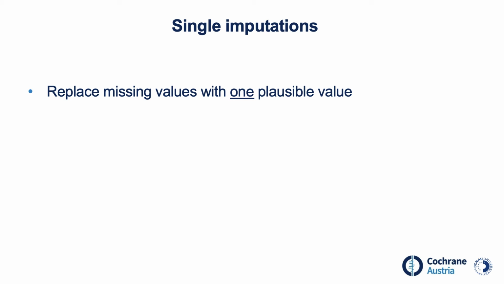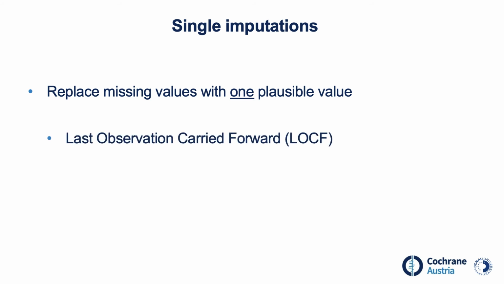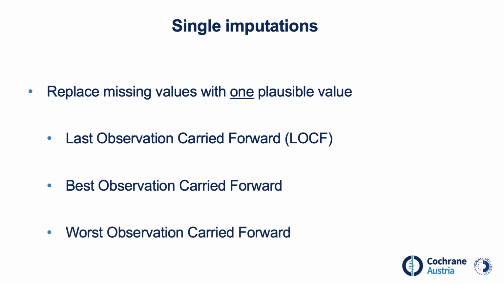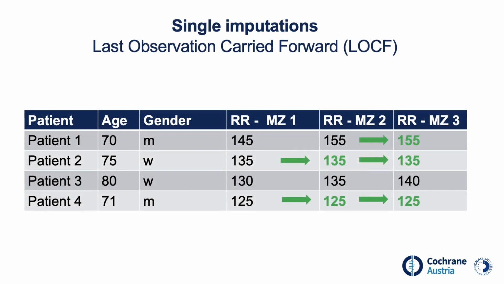For example, the last observation carried forward method, the best observation carried forward method, or the worst observation carried forward method. Last observation carried forward means that the last observed value is used for all missing subsequent measurement times. It's an easy way to fill in the missing data. However, it is unsuitable if the disease progresses. For the best observation carried forward, the best of all observed values is entered instead of the missing values. And for the worst observation carried forward, missing data are replaced with the worst previous value.